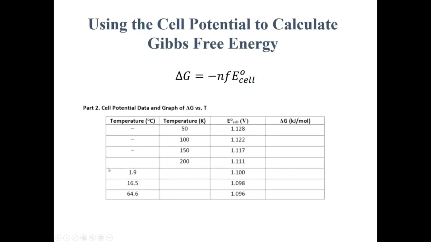So if you look, this is what we did today in lab. So we set the cell up just that way. We had one at room temperature, or about 16.5 degrees Celsius. We had one that was cooled down to close to ice water temperature, which was at 1.9 degrees Celsius. And we had one that was heated up to 64.6 degrees Celsius. And then these were the cell potentials that we got. We got 1.1, 1.098, and 1.096.